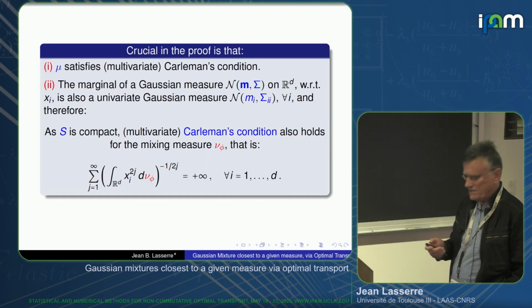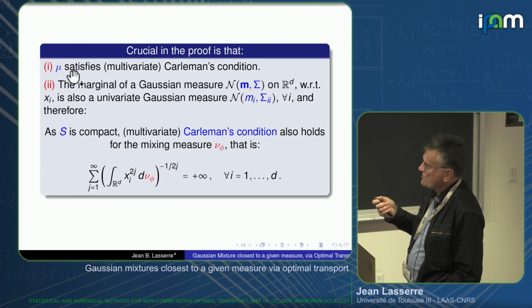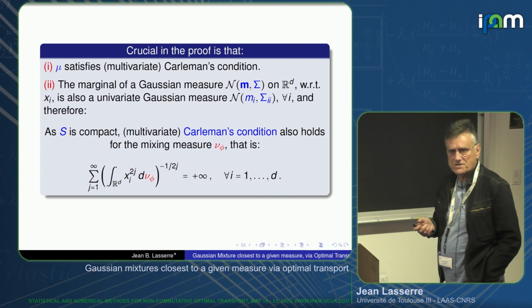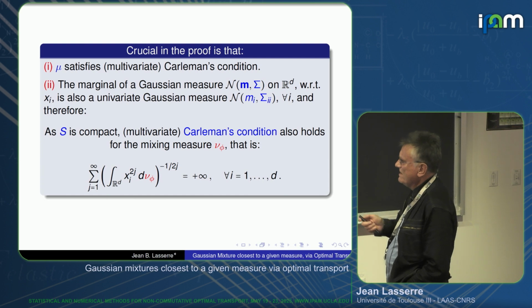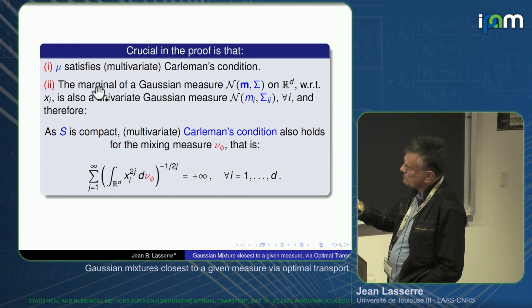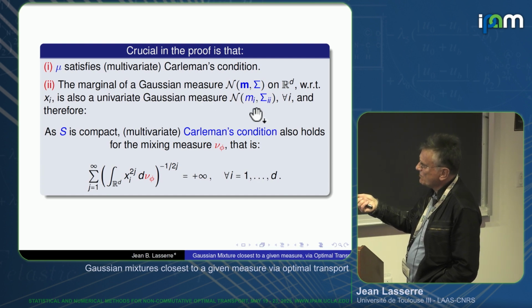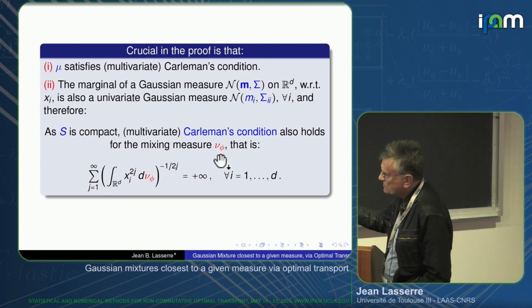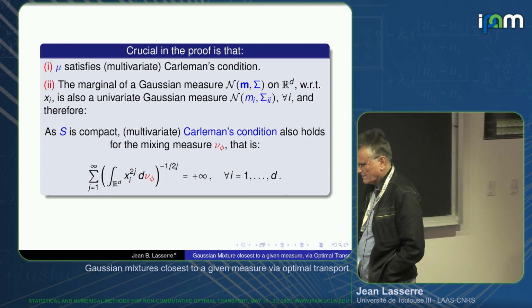The proof is not very complicated. You have two crucial ingredients. First, this Carleman condition, which is quite simple to state but has a very nice property in terms of compactness of the pseudo-moments. I won't go into detail here. And also we use the fact that the marginal of a Gaussian measure is also a Gaussian measure with the corresponding parameters. And then by this argument and the fact that mu satisfies the Carleman condition, it's very easy to prove that the Gaussian mixture nu phi also satisfies the Carleman condition.